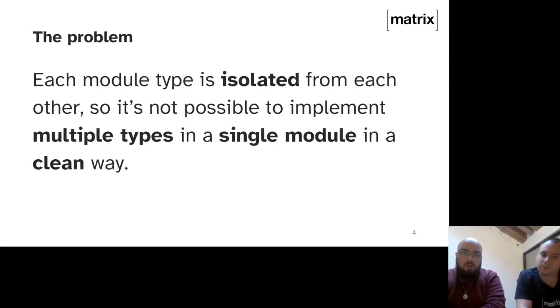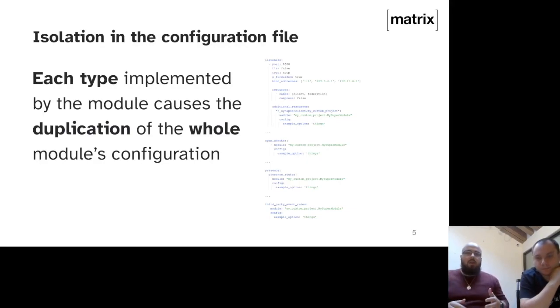The main issue with the system we've got is we've got so many module types, and we're constantly adding new module types, and each of those module types are completely isolated from each other. So it's not possible to implement multiple types in the same module in a clean way. Okay. Because of that isolation. That's both in the config file.